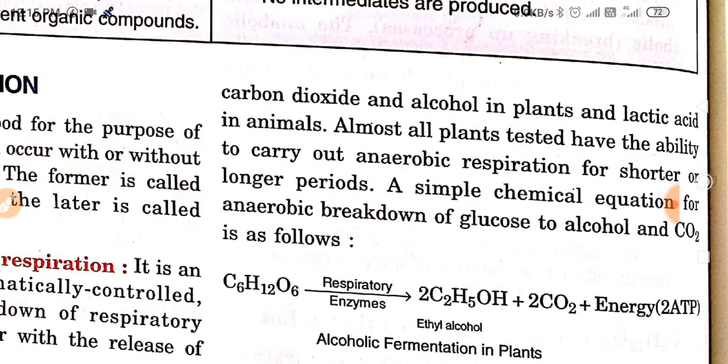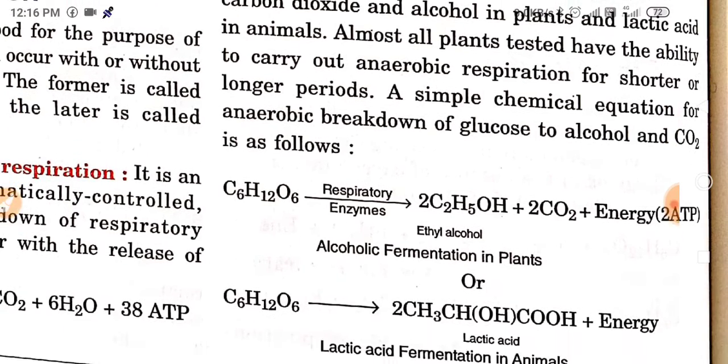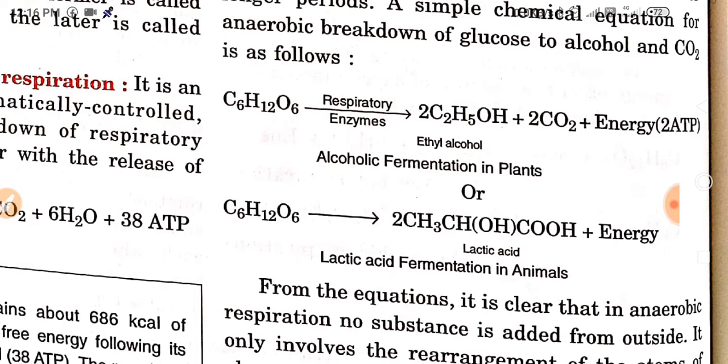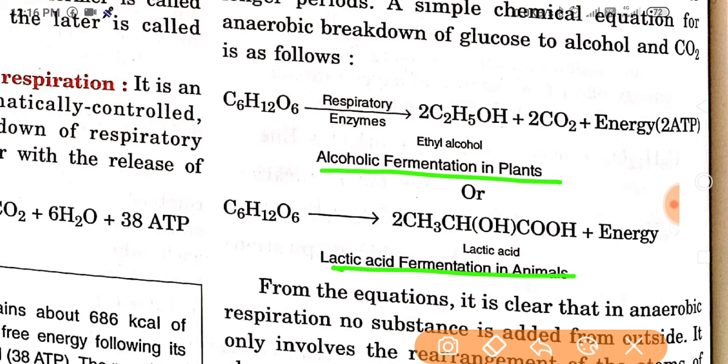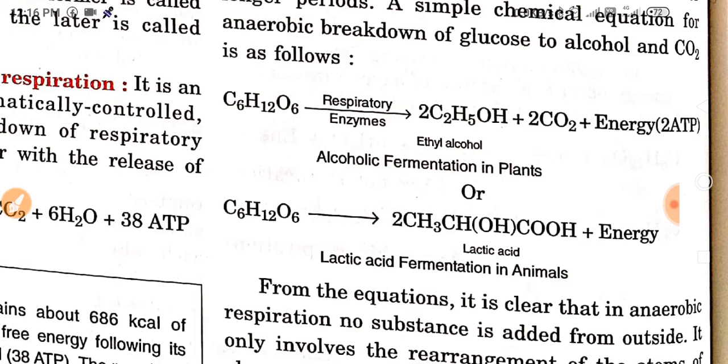A simple chemical equation for anaerobic breakdown of glucose to alcohol and CO2 is as follows. Glucose is converted into ethyl alcohol and carbon dioxide with the help of a respiratory enzyme, and 2 ATP molecules are produced. This is the alcoholic fermentation in plants, and it is lactic acid fermentation in animals. In animals, lactic acid is produced and energy released.